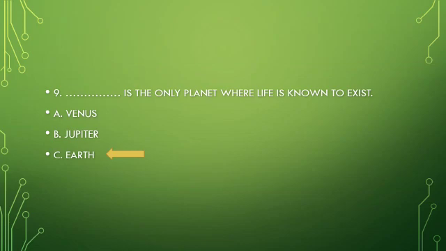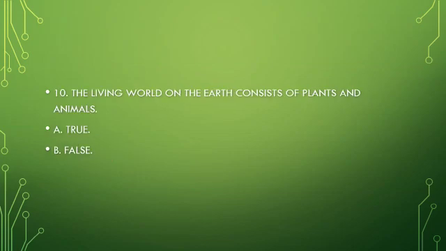We'll move to the next question now. The next question says, the living world on the earth consists of plants and animals. Is it right? Is it true or false? The answer is true. The living world on the earth consists of plants and animals. On the planet Earth we are dwelling in, and this planet Earth is having both animals and plants living in. So it's a right answer.